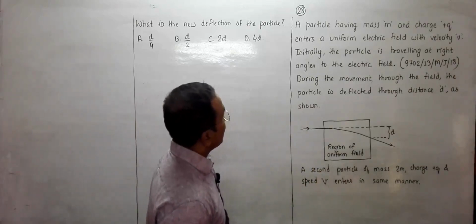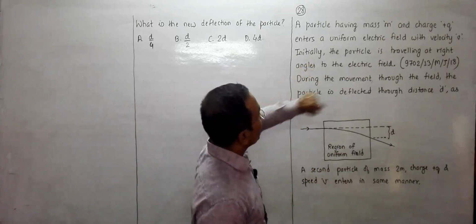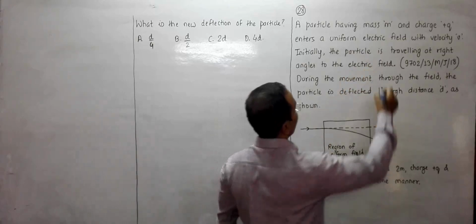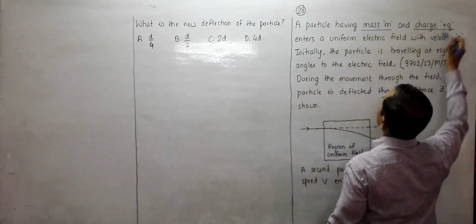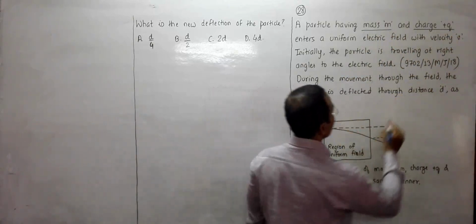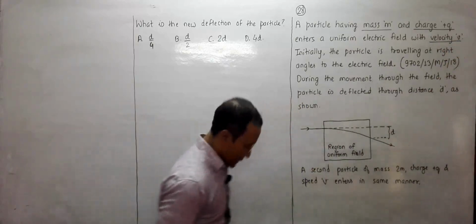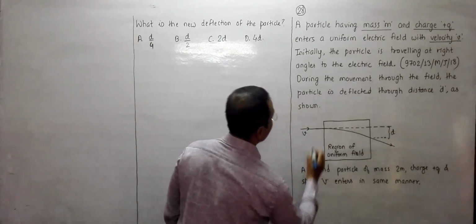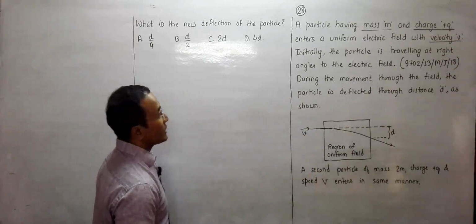It says that a particle having mass m and charge plus q, so mass m highlighted, charge plus q also highlighted, enters a uniform electric field with velocity v. So the velocity of entrance as given here is equal to v. Initially the particle is traveling at right angles to the electric field.